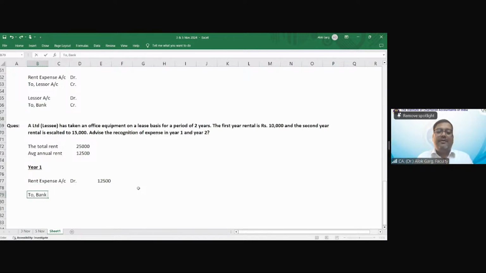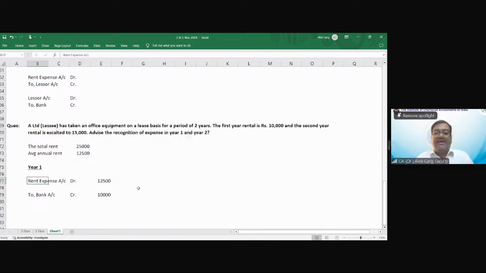So let me directly put the accounting entry to bank. Can I do it to bank account? You won't be upset, will you? Yes, sir. Okay. What is to bank account? How much is actually payable in year 1? Actually 10,000. How much payment will be made from the bank? 10,000. Very good. So credit is 10,000.